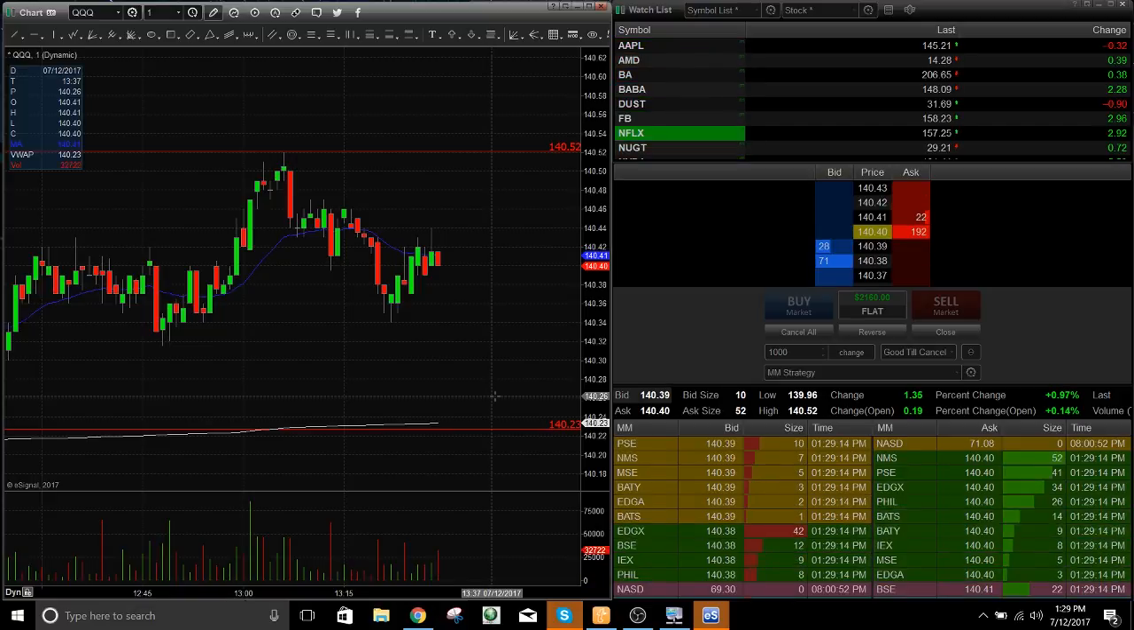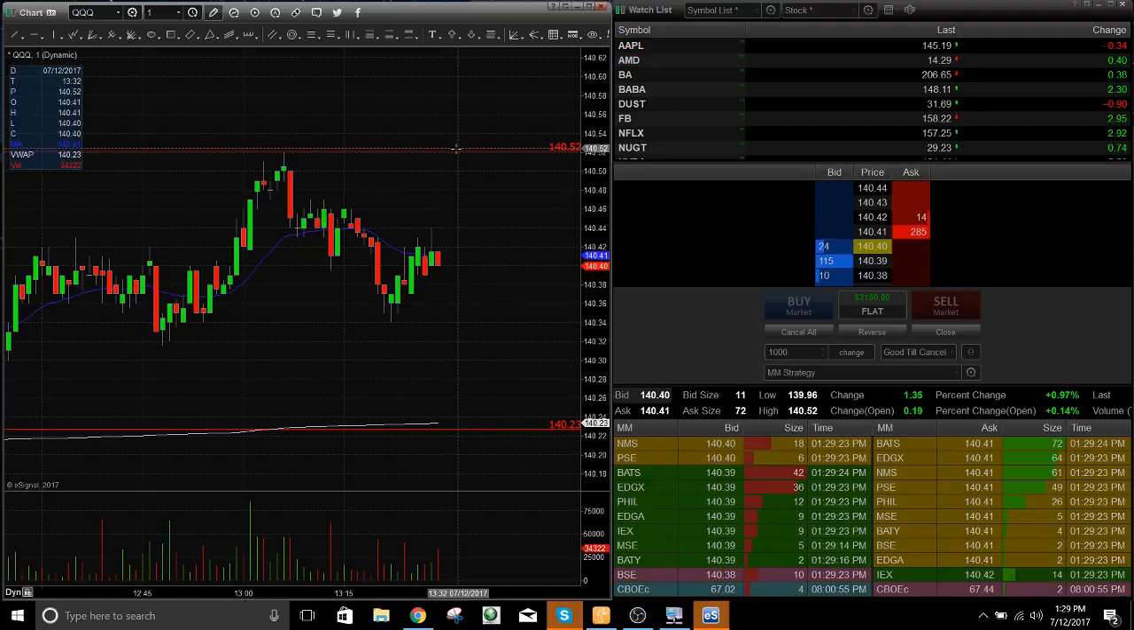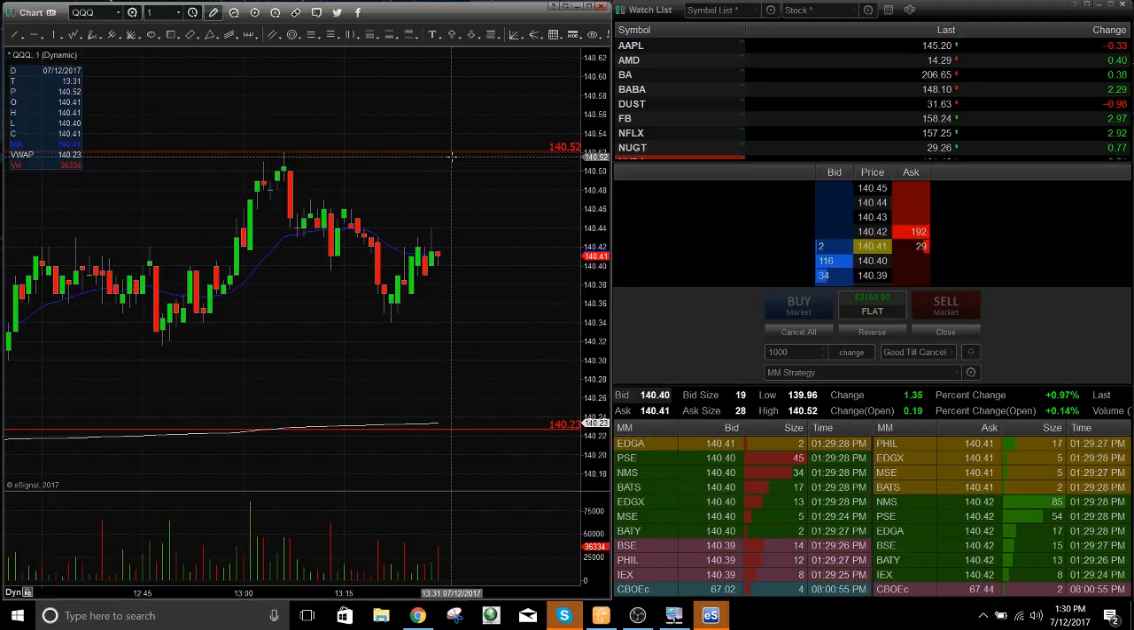The same goes for if you're short. You can place a buy stop. So say if we were short here at 140.40 and we wanted to get out if it went above here at 140.52, we could place a buy stop at that level, and if prices went up to it, they would trigger it and we would close our short position.